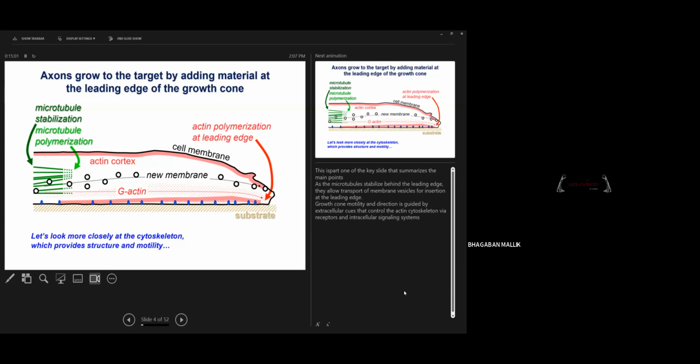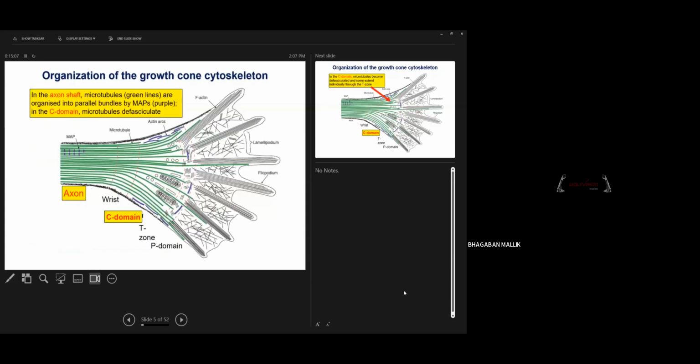The tip is highly enriched with actin. Here I'm showing different steps of growth of the growth cone. This is the axon shaft. It looks like a finger, and this is the wrist. So they have designed the structure like that. You have the axon shaft here, then the wrist, then the C domain, the central domain, where you have the microtubules. The green are the microtubules, and the structures that you are seeing in black are the actin bundles.